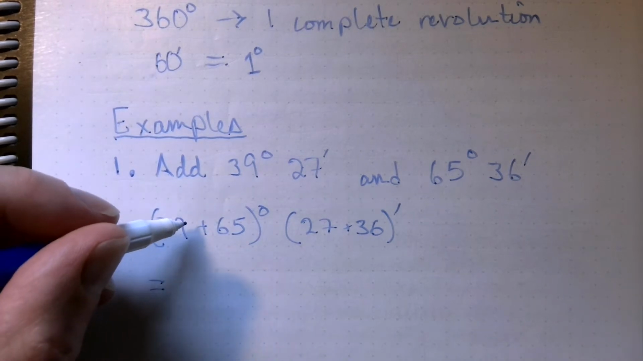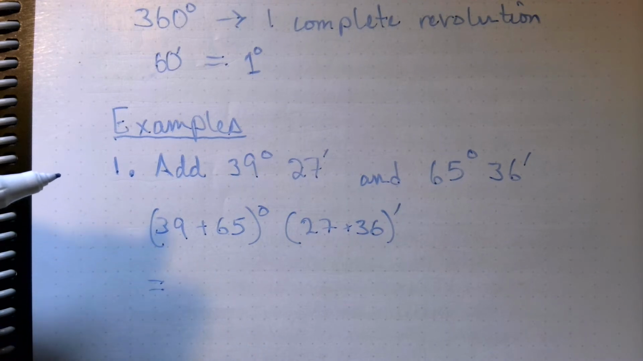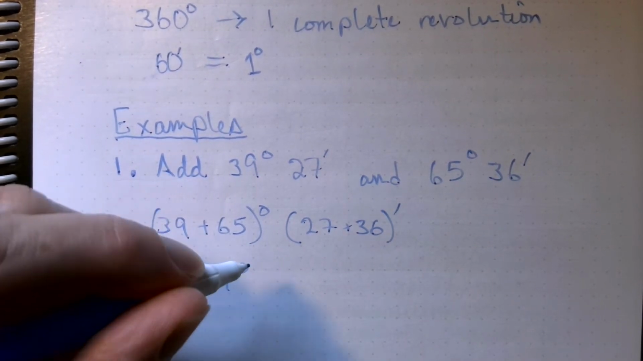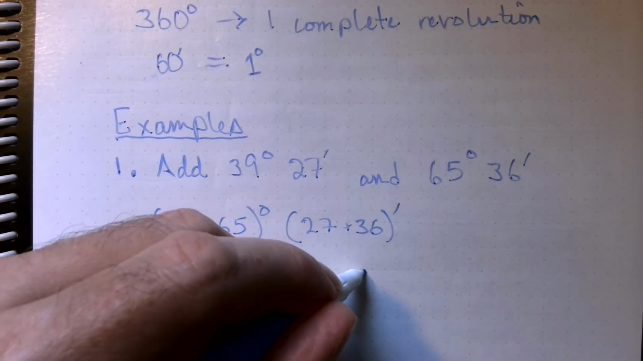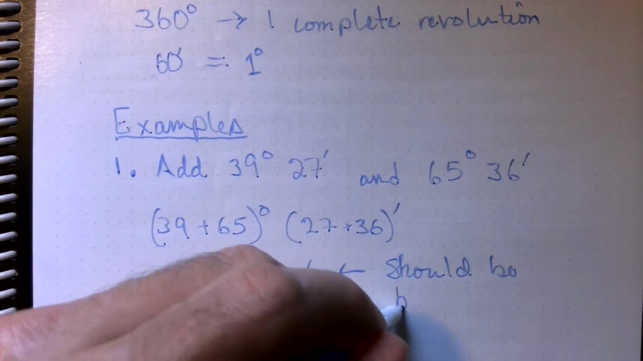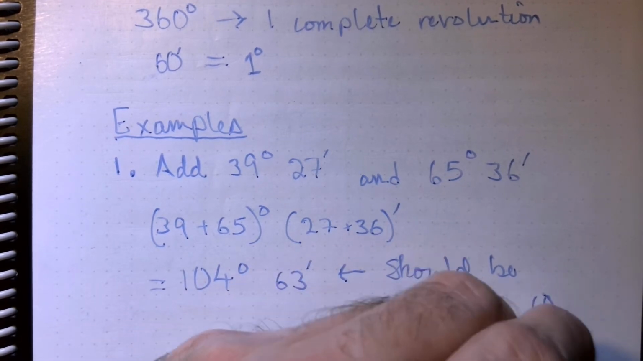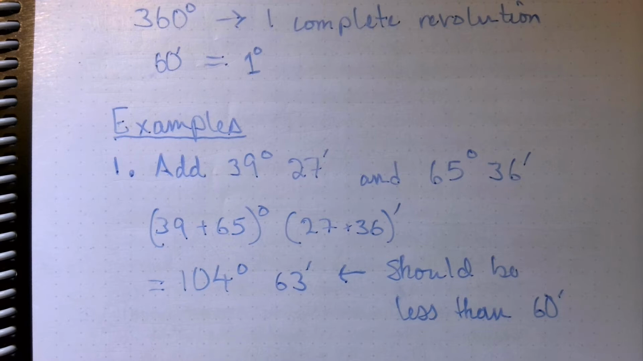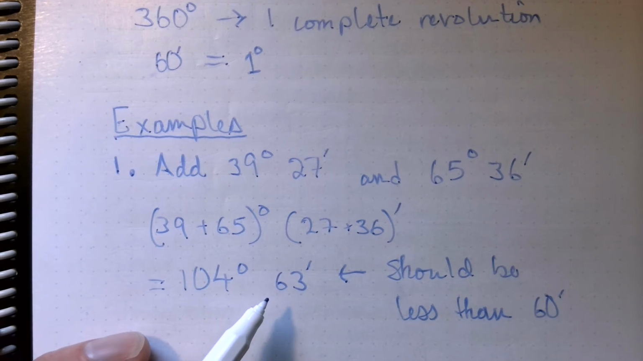Okay, so 39 plus 65 is 104. Okay, so that's 104 degrees. Now 27 plus 36 is 63 minutes. Now, one thing I'm going to note right here is that the value in the minutes, that should be less than 60. Okay, it's just like with time.